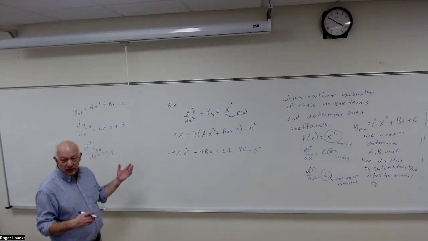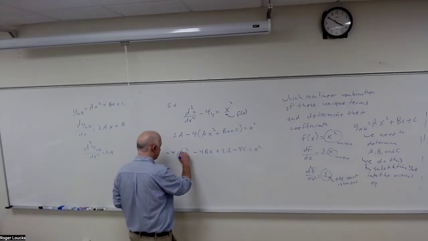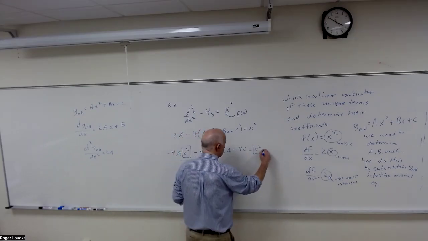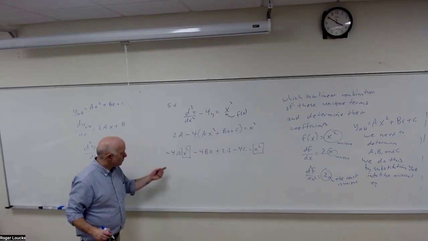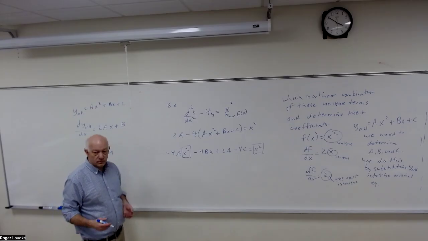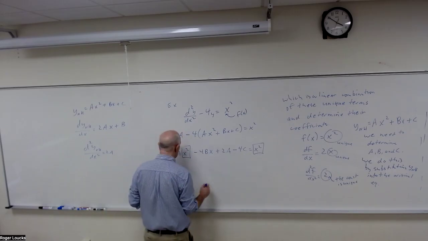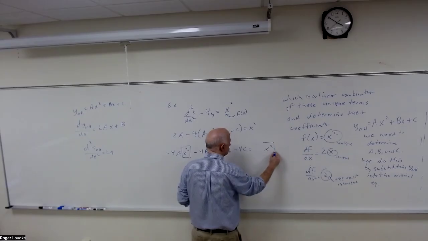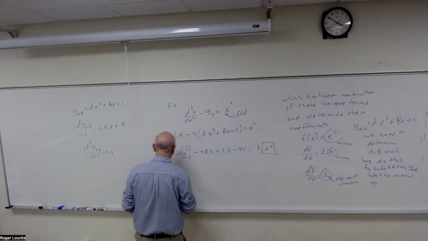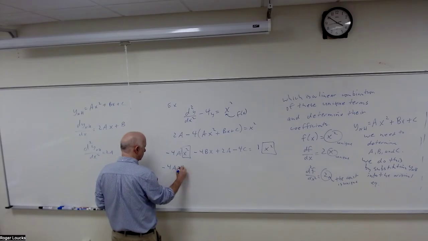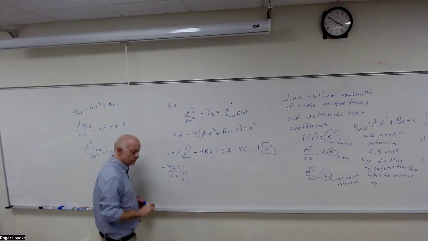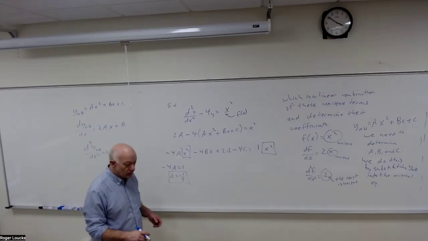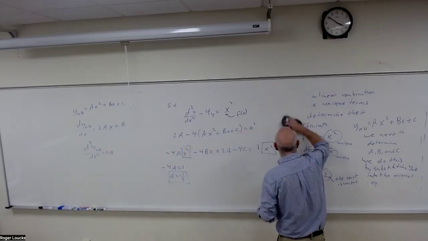Okay. So now we compare sides. So here's an x squared. Here's an x squared. So minus 4a must be the 1. This is a 1 here. So this gives us minus 4a equals 1, or a equals minus a quarter. We're done. Oh no, we're not. Correct.